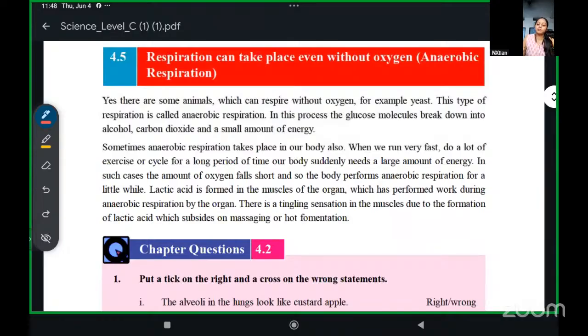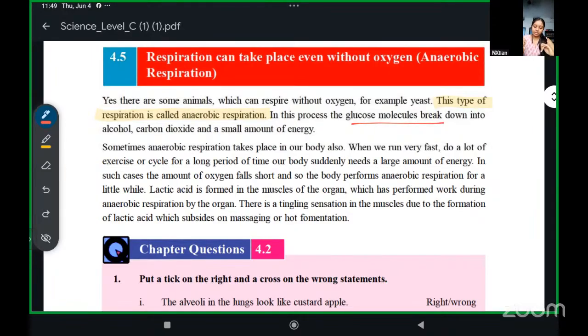Now, there are some organisms that can respire without oxygen. For example, yeast. Yeast is a type of organism that can live without oxygen. This type of respiration, without oxygen, is called anaerobic respiration. What happens is that in this process, the glucose molecules break down into alcohol, carbon dioxide, and a small amount of energy.